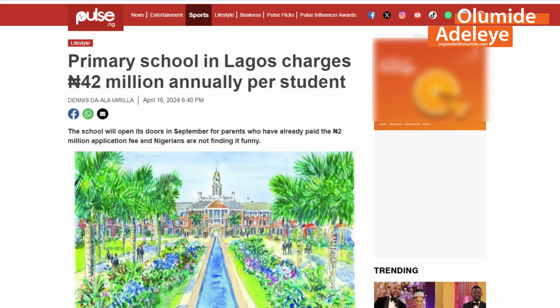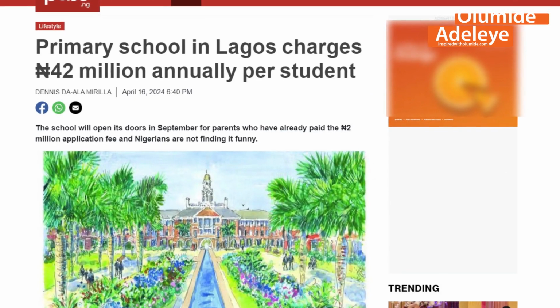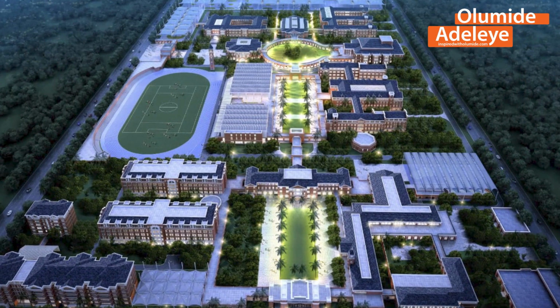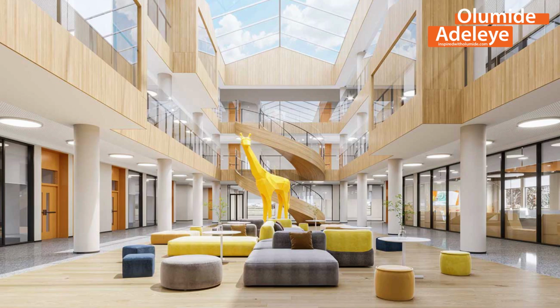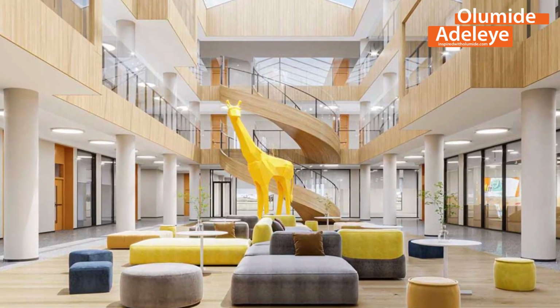This primary school in Nigeria charges 42 million naira school fees per year. For what? Primary school? 42 million naira? That's about $42,000. Many people would find that to be high even outside of Nigeria, especially for a primary school.